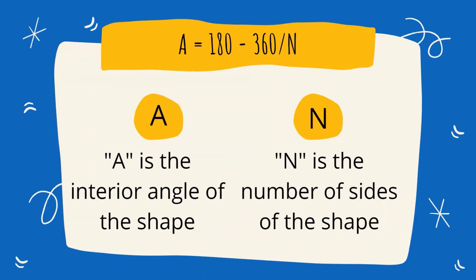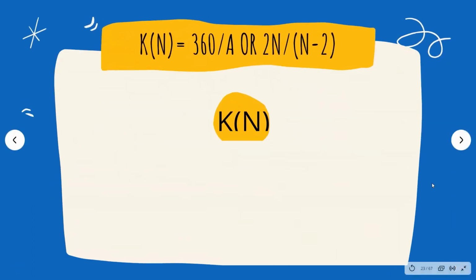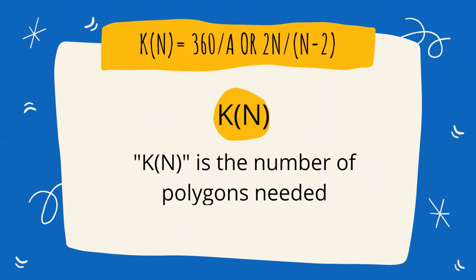Another formula that's also good to know is used when you want to find what kind of polygons can make a tessellation. You can use this formula. Kn is equal to 360 over A, or 2n over n minus 2, where Kn is the number of polygons needed.